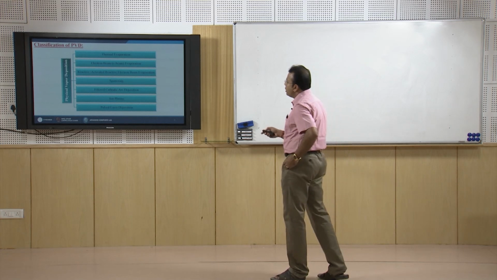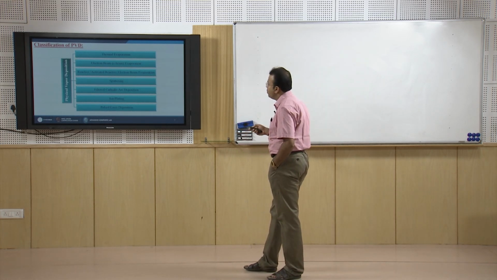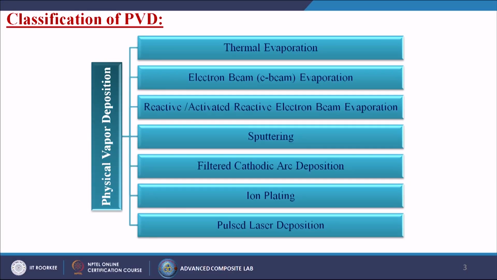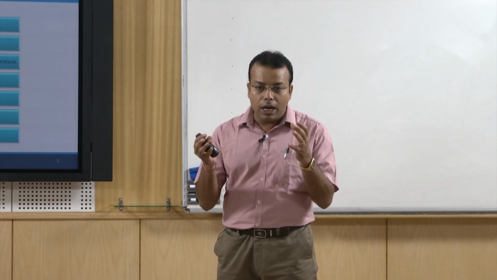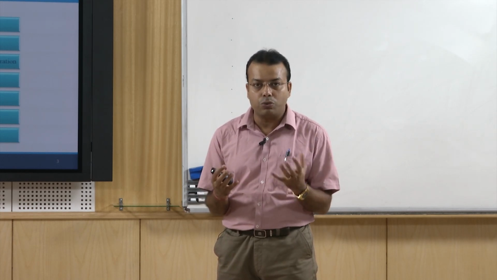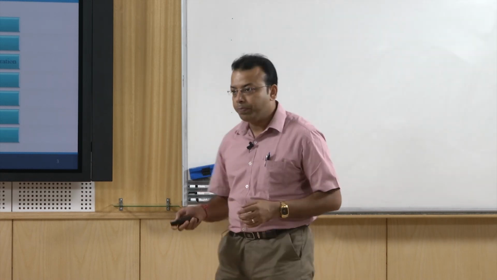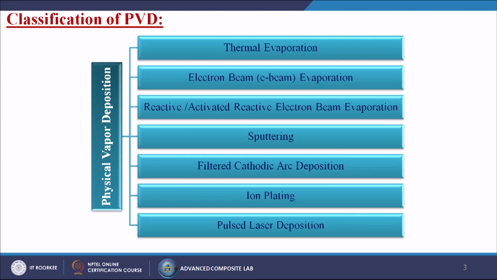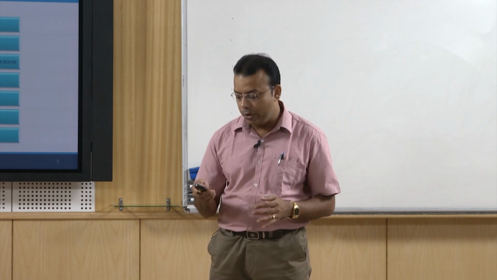Then in the next slide we are going to discuss the classifications of the physical vapor deposition process. There are several types of classifications available in terms of how we are going to modify those samples, how we are going to agitate the materials, or what kind of energy we are using to agitate those materials and do the coating over the substrate. First is the thermal evaporation method, then electron beam or E-beam evaporation, reactive or activated reactive electron beam evaporation, sputtering, filtered cathodic arc deposition, ion plating and pulsed laser deposition. So, here we can see that a total of 7 classifications are available regarding the PVD method.